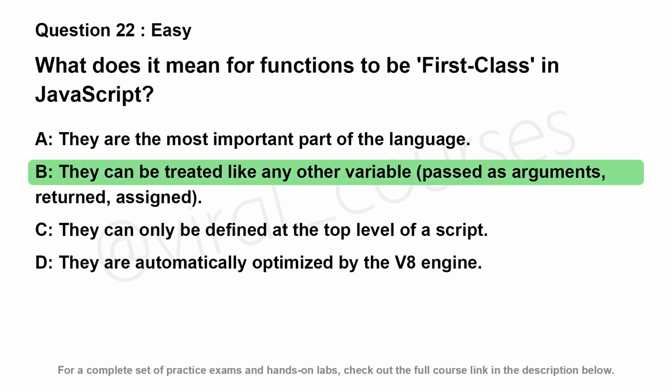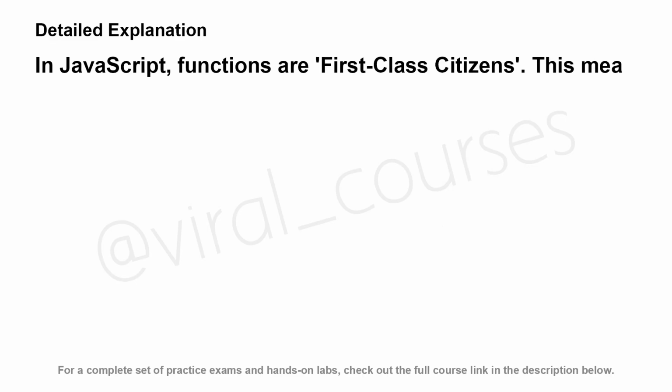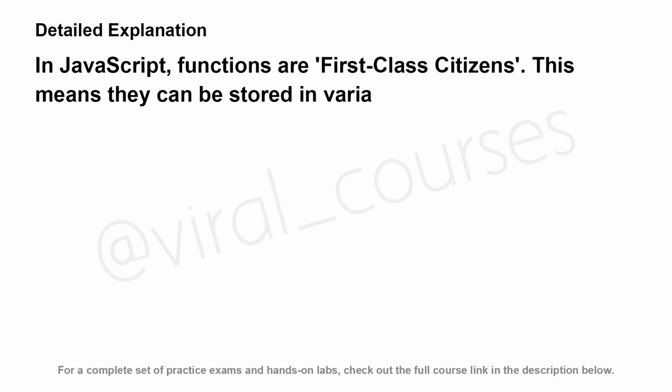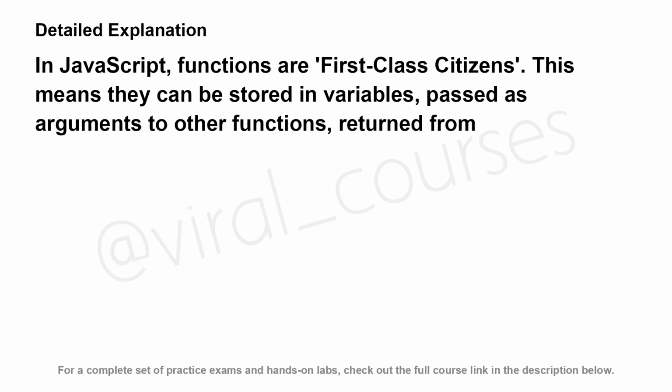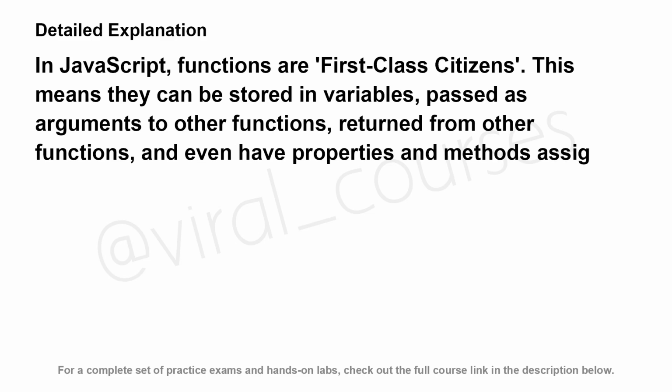The correct answer is B. In JavaScript, functions are first-class citizens. This means they can be stored in variables, passed as arguments to other functions, returned from other functions, and even have properties and methods assigned to them just like objects.